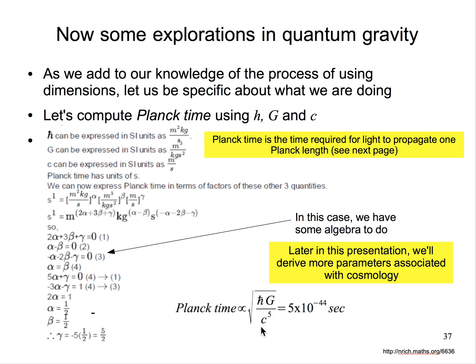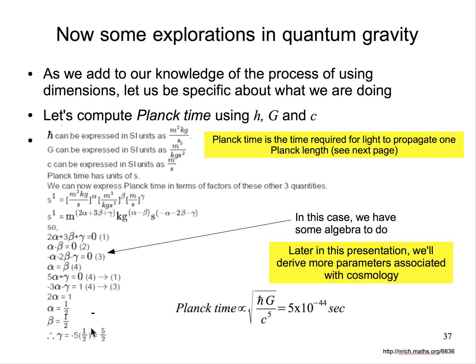So we get this, that the characteristic time using these three parameters is the square root of h bar G over c to the 5th. Turns out that we always put proportionality here because we don't know what the numerical multiplier is in general using dimensional analysis, but in this case it's actually an equal sign. This computation gives you exactly the right result. So the Planck time, 10 to the minus 44 seconds. Just make the following point.